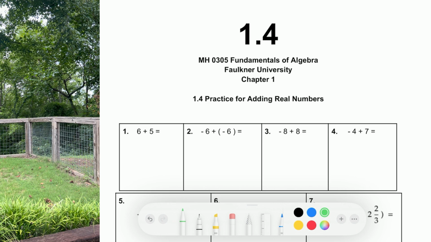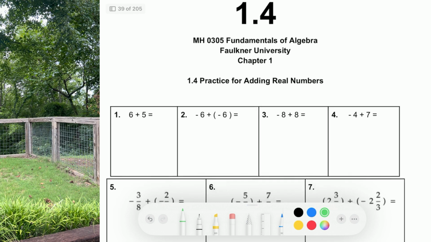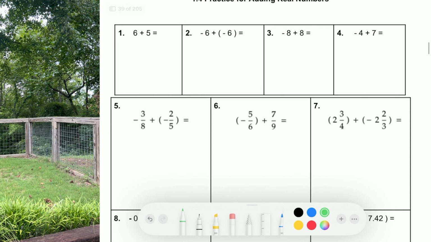All right, so let's look at number 1. We have 6 plus 5. Both of them are positive numbers. We're used to adding positive numbers. This isn't anything new. 6 plus 5 is 11. Pretty straightforward on that. That doesn't change.